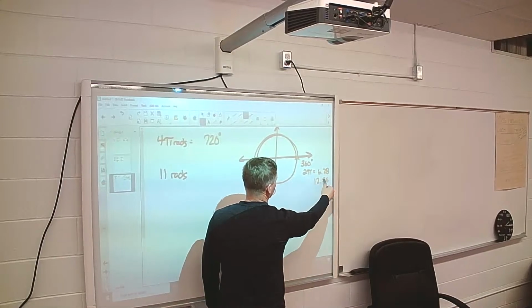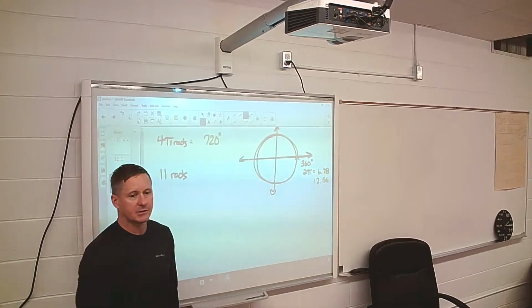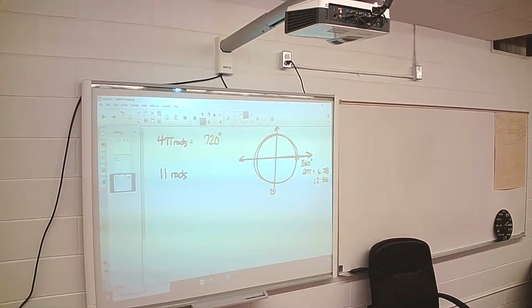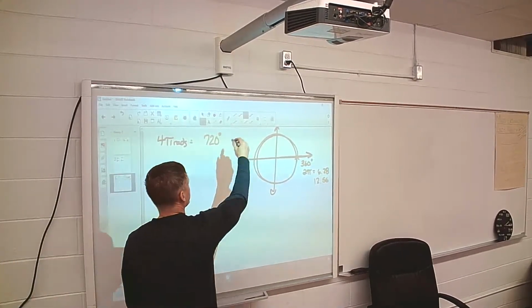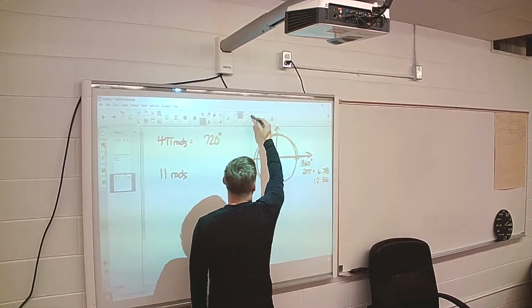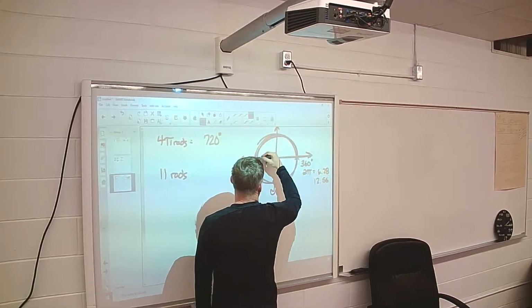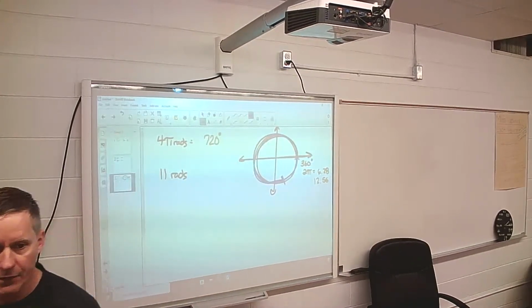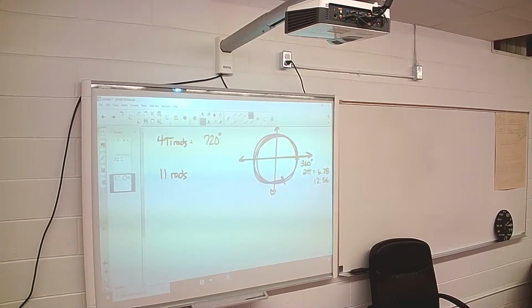If I go twice around the circle, I hit 12.56 radians. Does 11 go all the way around the circle twice? No, it stops short. So which angle then is larger? 11 radians or 4 pi radians? 4 pi radians. Now, let's think about this in a different light yet again.